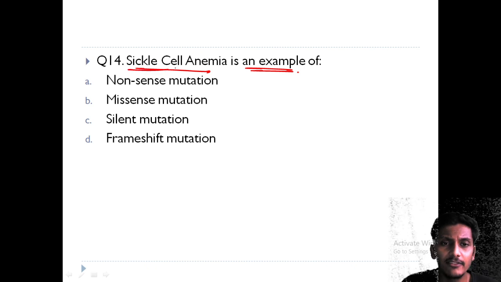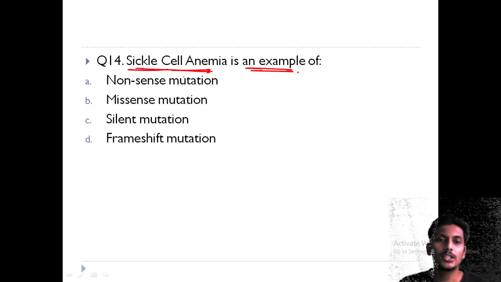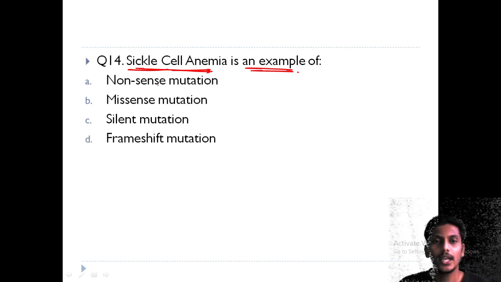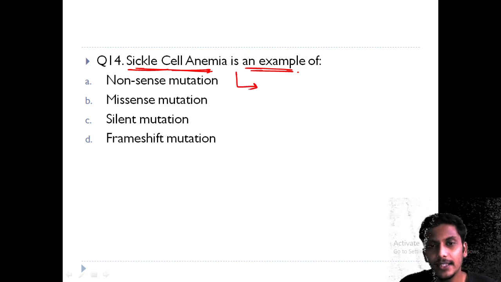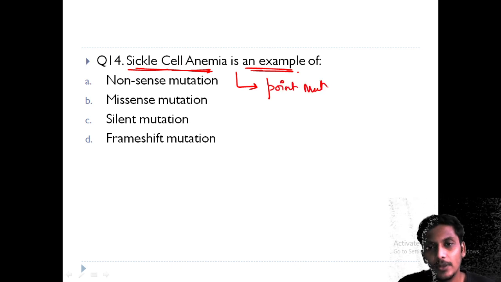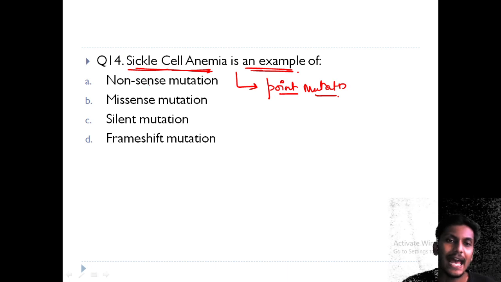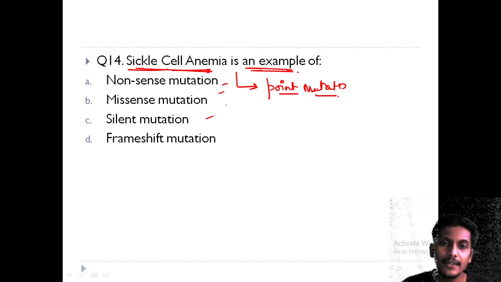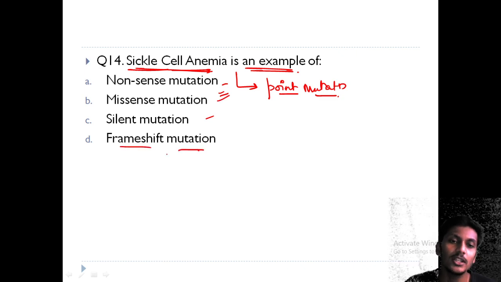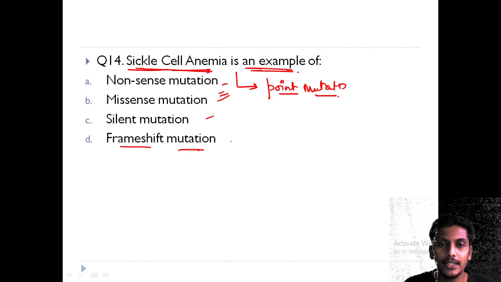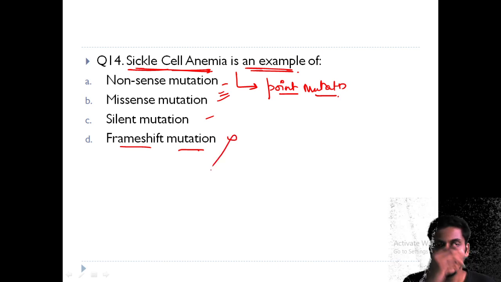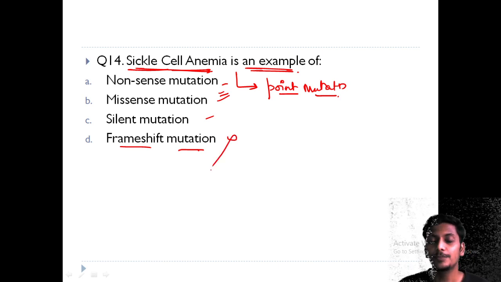Now moving on to our question number 14, which states sickle cell anemia is an example of, right? And they have given nonsense mutation, missense mutation, silent mutation, and frame shift mutation, okay? So what do we see in sickle cell anemia usually? In sickle cell anemia there is a point mutation. Itna to hame pata hai, right? Nonsense, missense, and silent mutation are all types of point mutation, whereas frame shift mutation is not a type of point mutation, so it is easily ruled out, right?